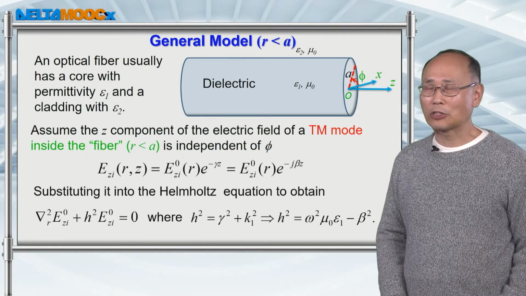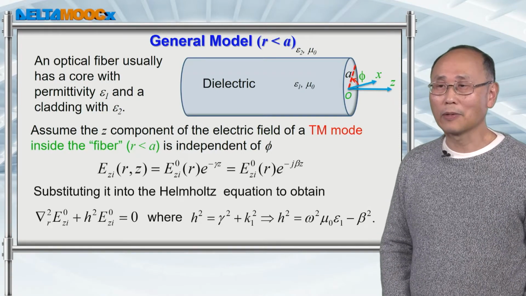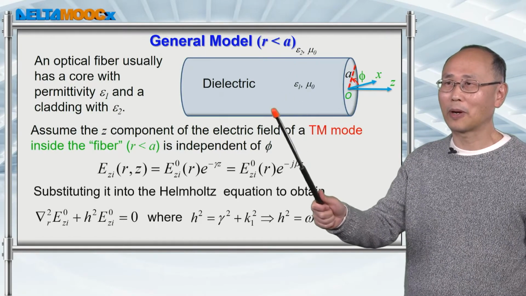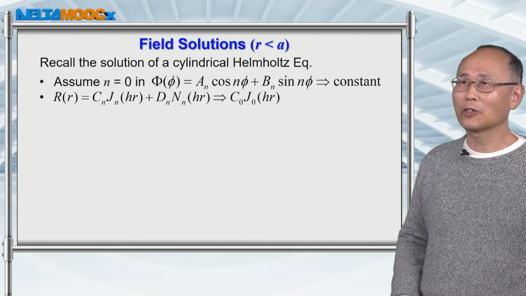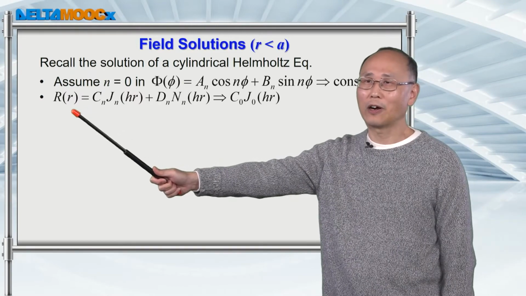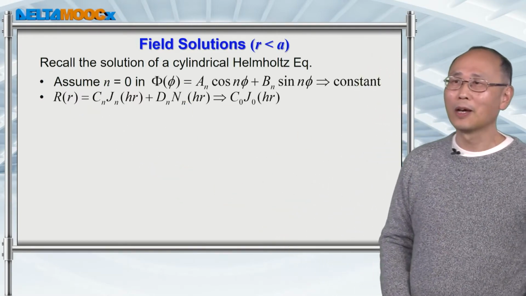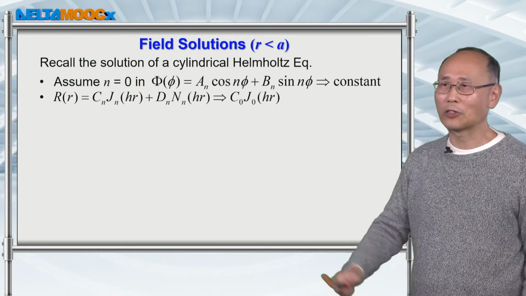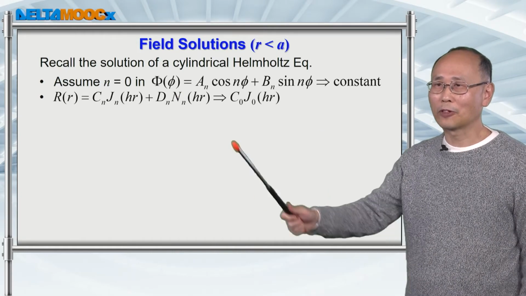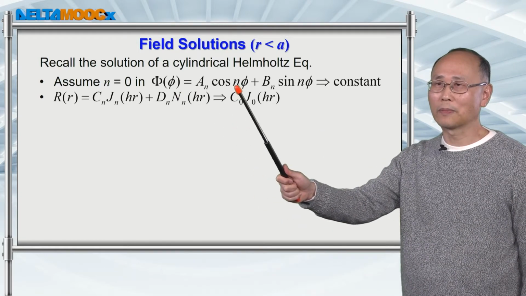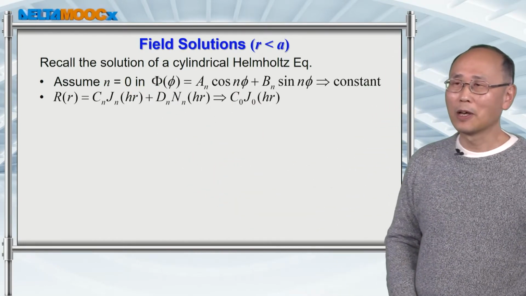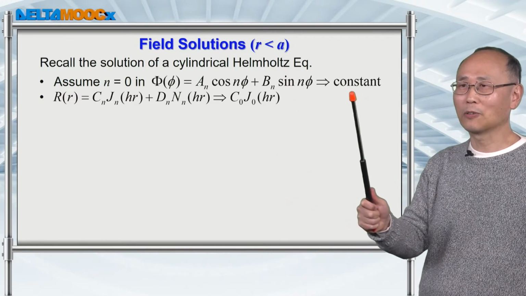In the cylindrical coordinate system, we already figured out the general solution for a standing wave along the r direction and a propagating wave along the z direction. The general solution is given by this Phi of phi and also R of r. Remember that when we solved the cylindrical Helmholtz equation, we used separation of variables. For the phi dependence, we have such an expression, but again, we set n equal to 0 to simplify the discussion. So Phi of phi is going to be a constant.